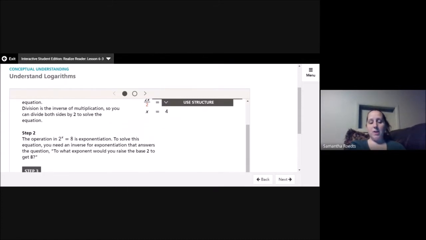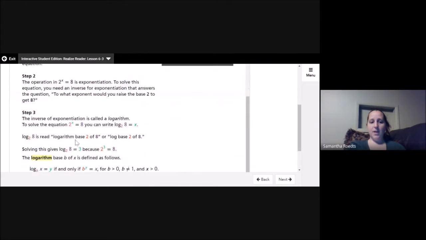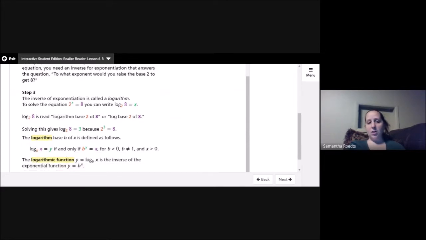The operation in 2 to the x equals 8 is exponentiation. To solve this equation, you need an inverse for exponentiation that answers the question: to what exponent would you raise the base to get 8? The inverse of exponentiation is called a logarithm. To solve the equation 2 to the x equals 8, you can write log sub 2 of 8 equals x. Log sub 2 of 8 is read logarithm base 2 of 8, or log base 2 of 8. Solving this gives log base 2 of 8 equals 3 because 2 to the third power equals 8.